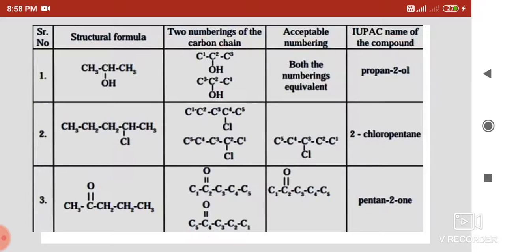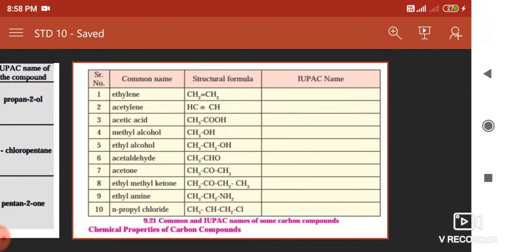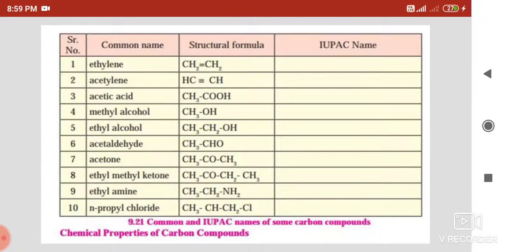Similarly, you can see one more table, shown on page number 123, where the common names are given along with their structural formulas, and you have to write the IUPAC names. So it will be homework for you. See that table and don't complete it on the same page. Draw the table in your notebook and write the IUPAC names from the given common names.